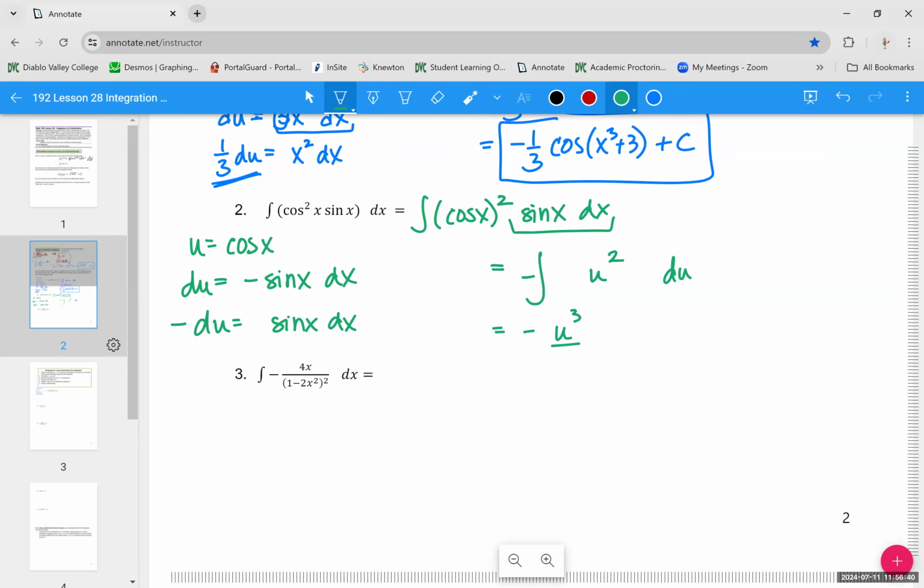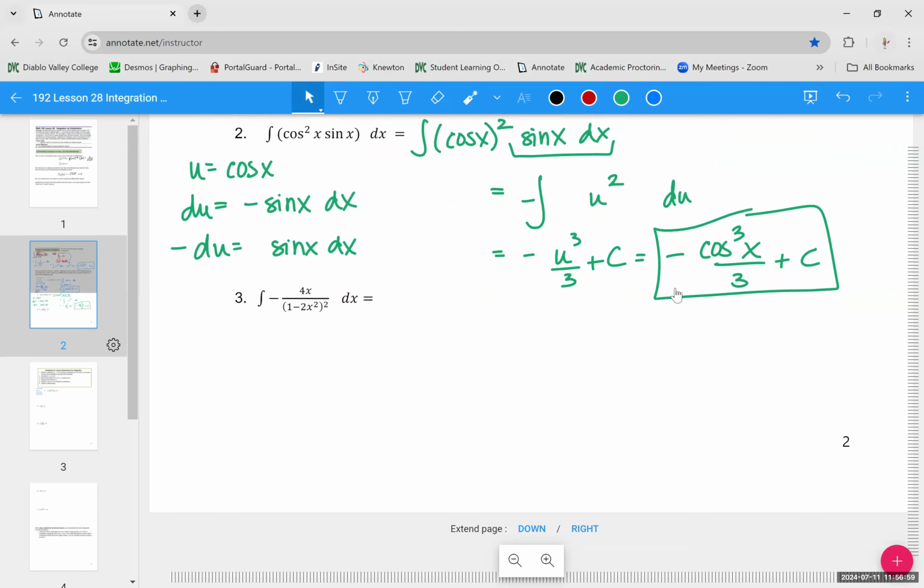Take your antiderivative and substitute back in what your u is equal to. Okay, one more here. Well, what looks like your inside function? I have 1 minus 2x squared being raised to a power. Let's see if that will work.